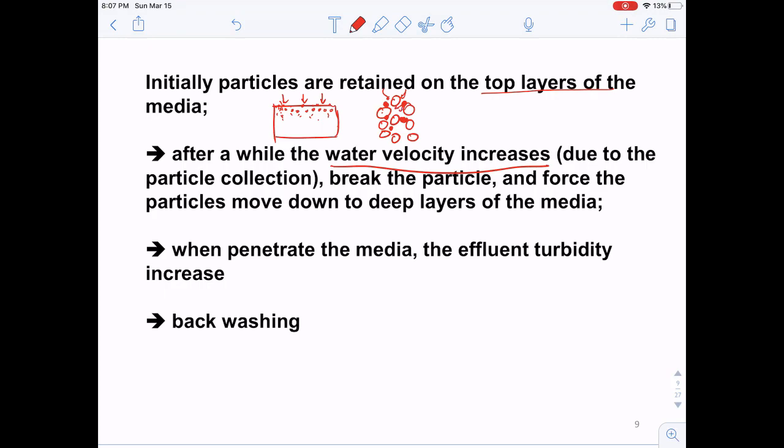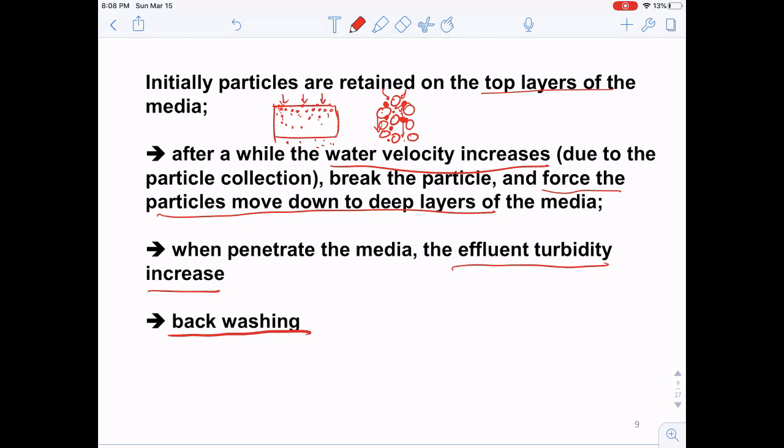If the water velocity increases, then it can break these particles apart into smaller particles. And if we have smaller particles, they can get penetrated deeper into the sand filter, right? Basically they will force these particles to move down to deeper layers of the medium. But when the particles penetrate the media, that simply means the filter is not working at all, right? So the effluent turbidity will increase simply because too many particles are escaping from this filter here.